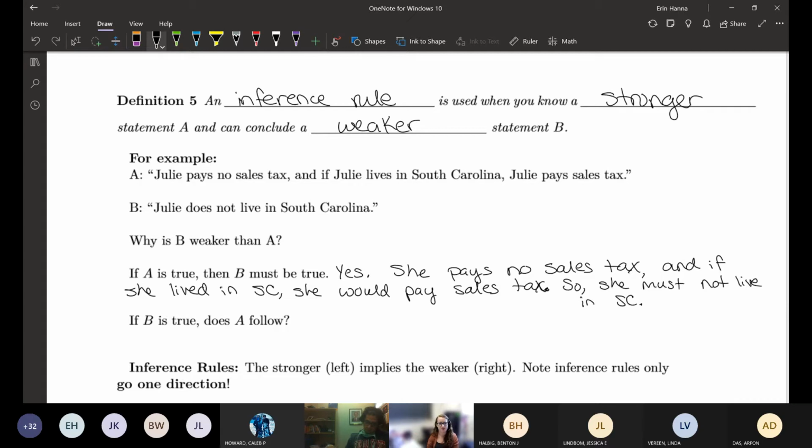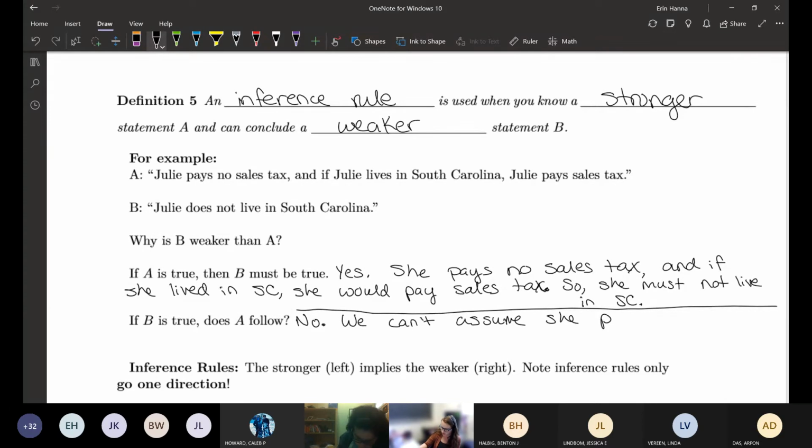But does it follow in the opposite direction? If B is true, does A follow? If we know that Julie does not live in South Carolina, can we also know Julie pays no sales tax, and if Julie lives in South Carolina, Julie pays sales tax? The answer in that case is no. We know she doesn't live in South Carolina, but we know nothing about whether or not she pays sales tax. So we can't assume she pays tax or not. We can't assume one way or the other.